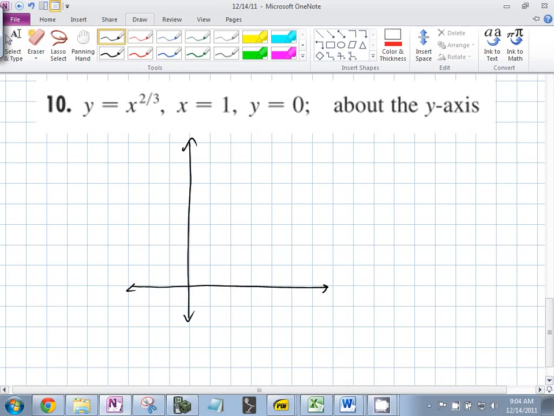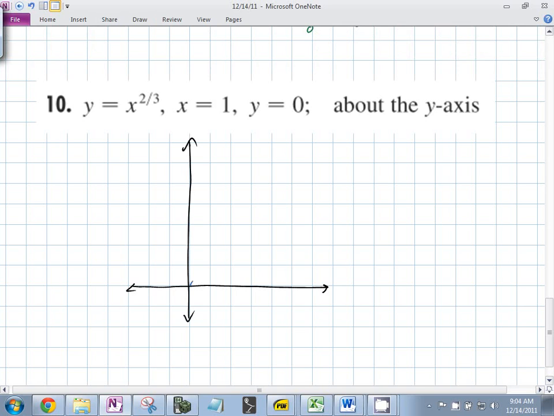So what's this thing going to look like? It looks like this, right? Okay. And we go to x equals 1 and y equals 0. So our bottom boundary is the x-axis. So we're taking that shape, and what are we rotating it around? The y-axis. So if we do this, it goes up like this, right? Just do the best you can. So it kind of looks like this, right?